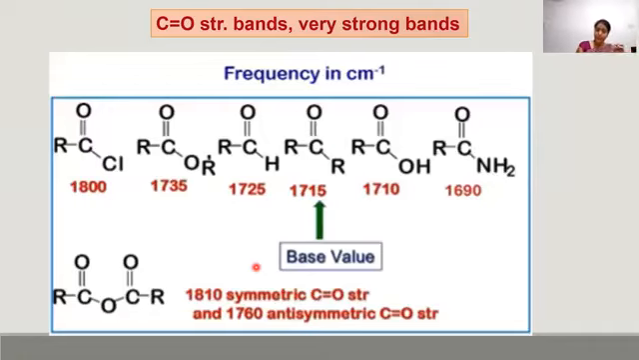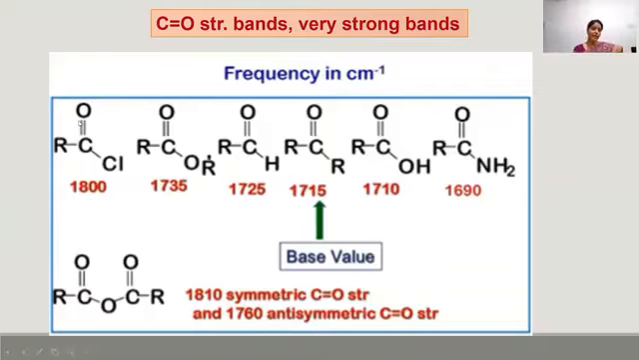When we calculate the value of the C double bond O stretching vibrational frequency according to Hooke's law, the value comes to be 1715 centimeter inverse, which is that of ketone, and this value is considered the base value. But you can see for different types of carbonyl compounds, this base value shows some deviation.